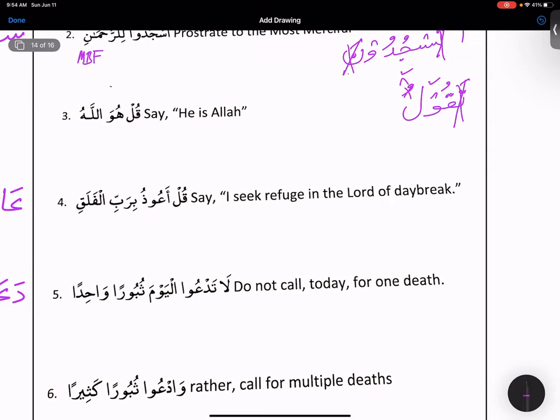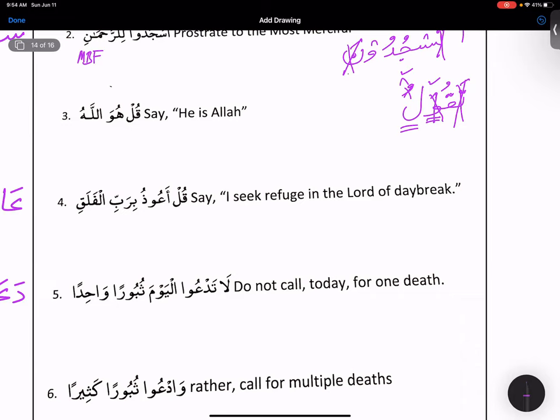So we cannot drop the lam. Why? Because this is a sound letter, a perfect letter. But the waw over here is the weak letter. So the qurbani is going to happen to this waw. We are going to slaughter this waw. And now we have the word qul. So this is what happened. Qul, you say.